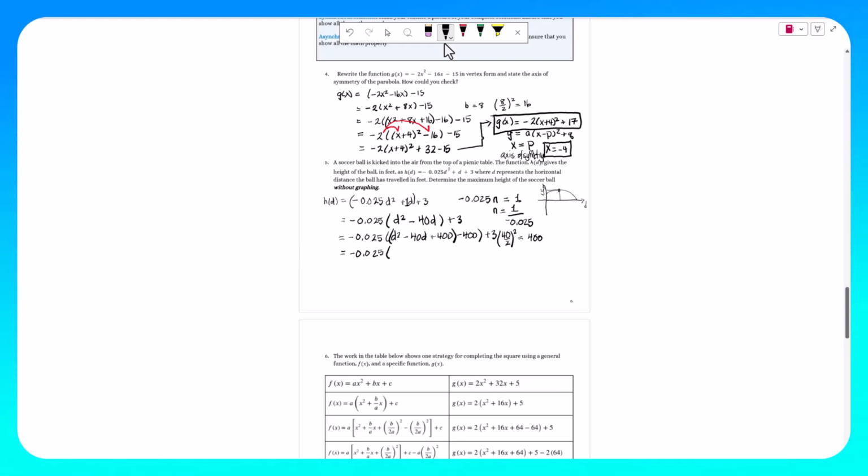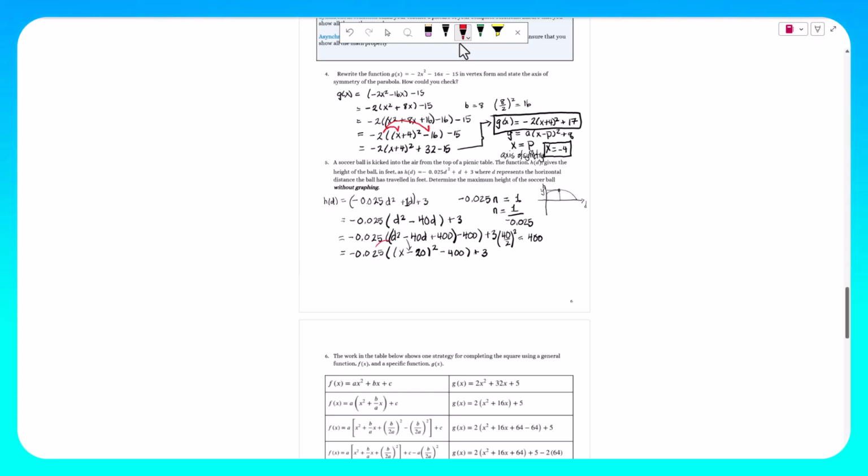And now we're going to write the first 3 terms as the perfect square trinomial in the factored form, which is going to be x minus, because this is a minus. Remember in these trinomials that the first term tells you what goes between the binomial. In this case, it's x minus 20 squared minus 400, and don't forget the lonely 3 on the end.